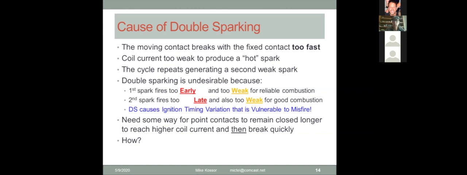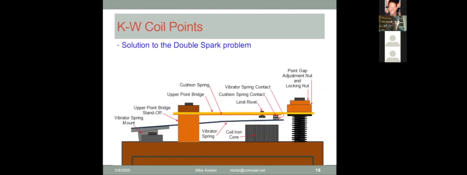Some folks may know the answer to this, others may not. A big innovation was the KW points, and that was the solution to the double sparking problem. Anybody that's got early coil points or an earlier car with Kingston or the Heinz coils, those are the simple 2-element contacts we've just been talking about.